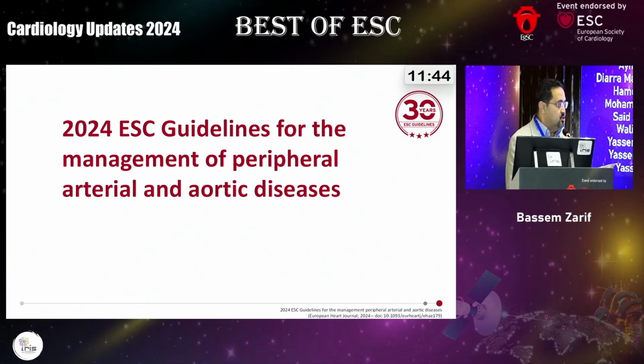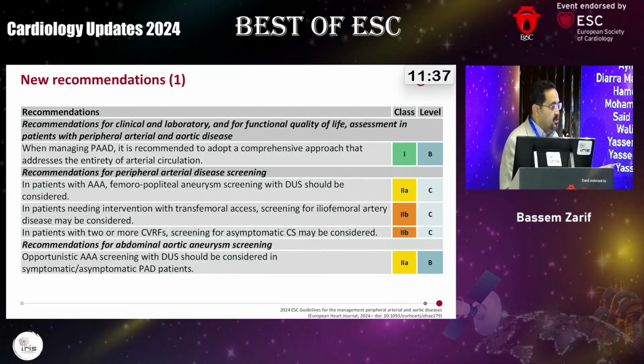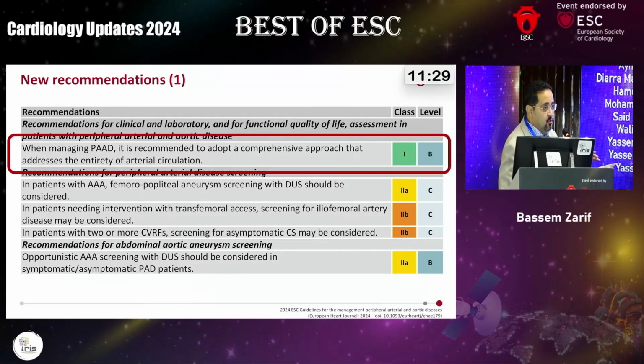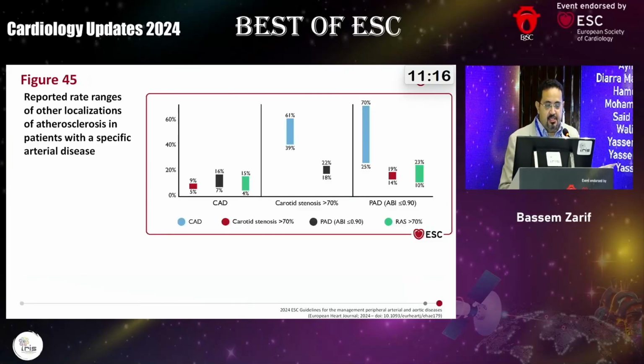My topic today becomes so easy after having the previous talks. So, going to the recommendations of antithrombotic treatment for peripheral vascular disease, we should have an important message before we go in depth: that in managing peripheral arterial and aortic disease, it is recommended to adopt a comprehensive approach that addresses the entirety of arterial circulation.